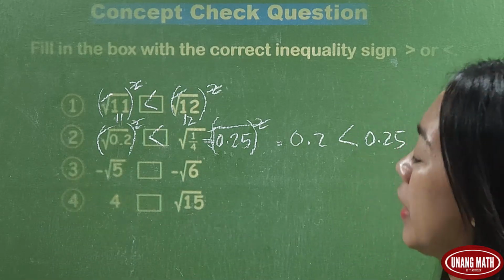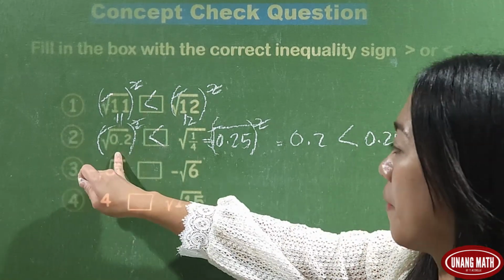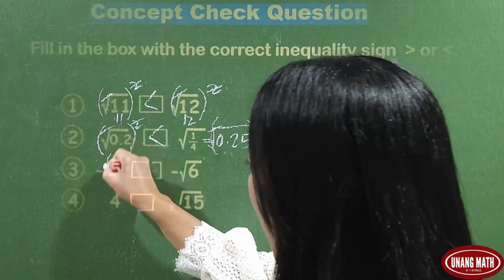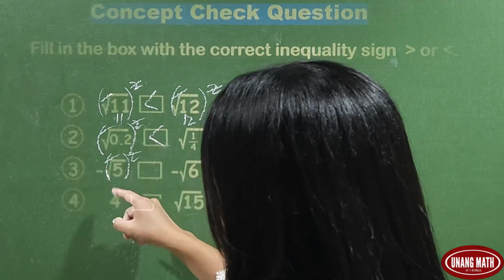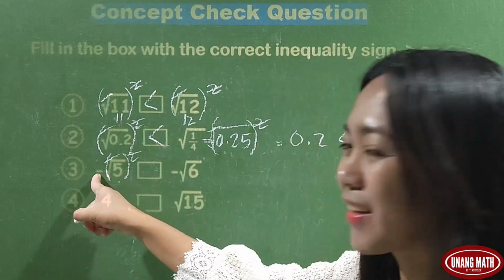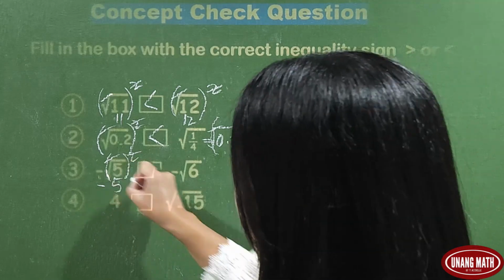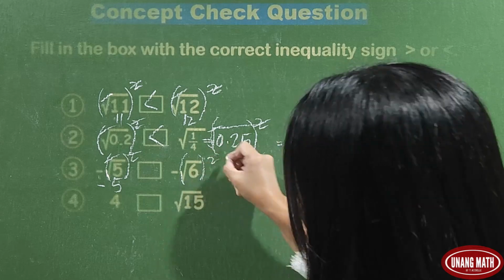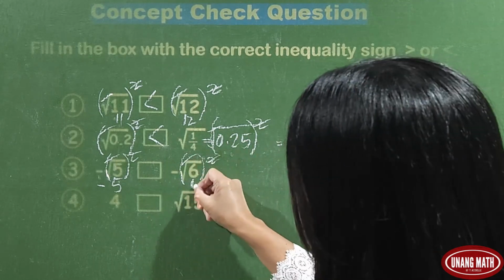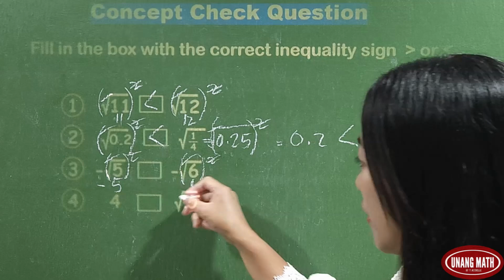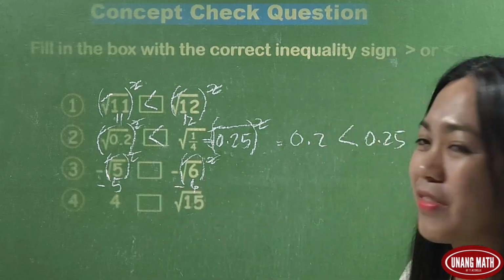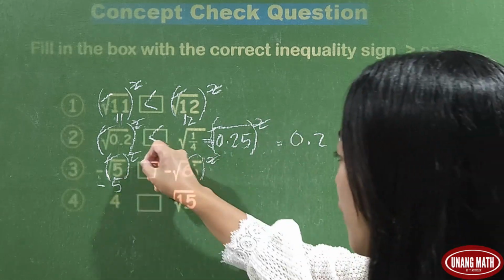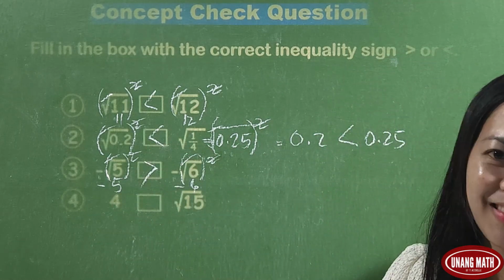What about for number 3? Negative square root of 5 is blank, negative square root of 6. Square this one, cancel, bring out 5, but there is a negative sign outside the radical sign, so this is negative 5. Negative square root of 6, square this one, cancel this, bring out 6. There's a negative sign outside the radical sign, so this is negative 6. Negative 5 is greater than negative 6.